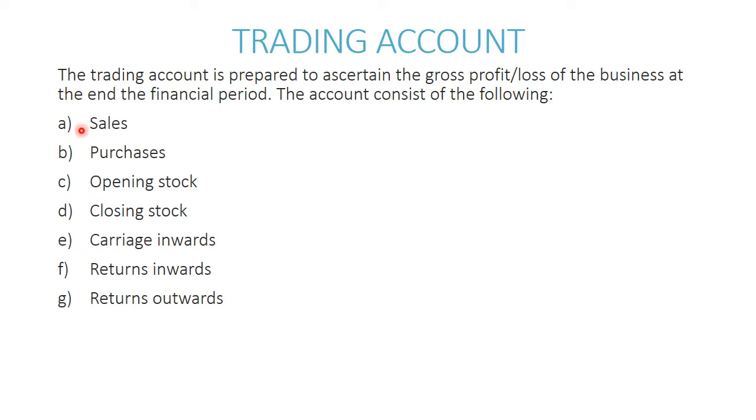First of all, we have the sales. These are revenues of the business. If you are buying goods and then reselling those goods, those are what we call sales. So the revenues generated from the sale of your items are referred to as sales revenues in the business. And these are the sales that we are talking about in here.